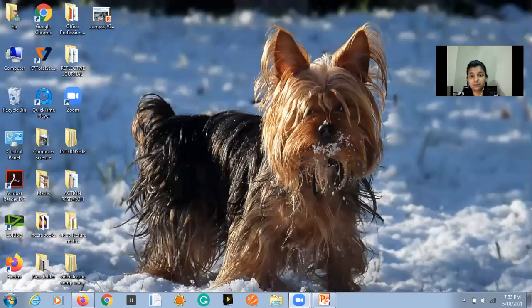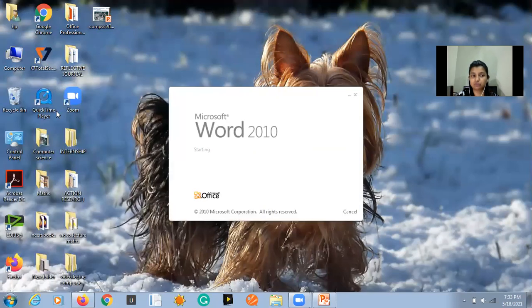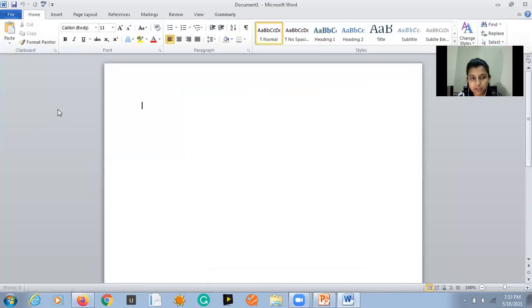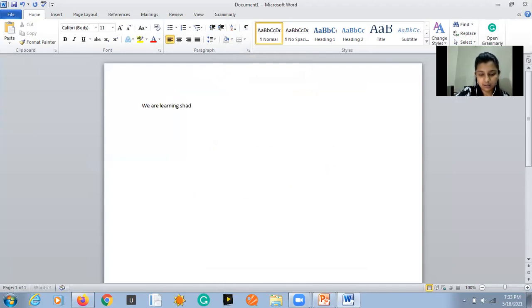Now we will go to the start button. We will go to Microsoft Word. Today we have done about which type? Yes, you have spelled it right. Let us write. We are learning sharing text, and what is the other type? That is indent text. This is what we are learning today.